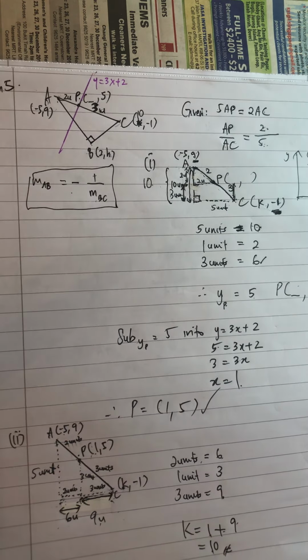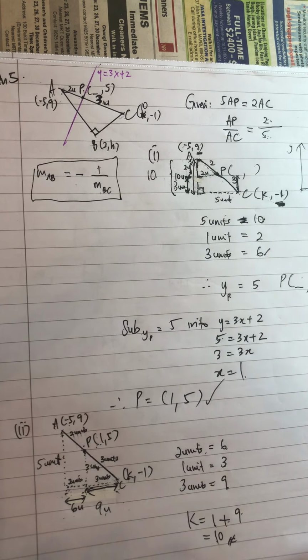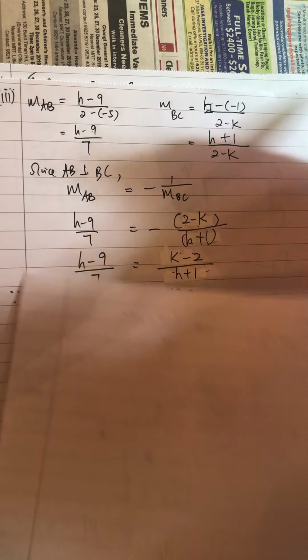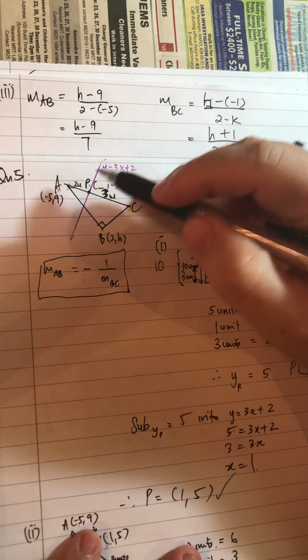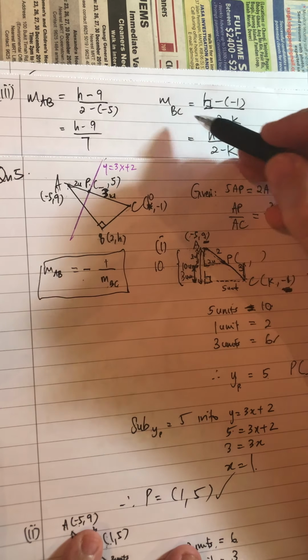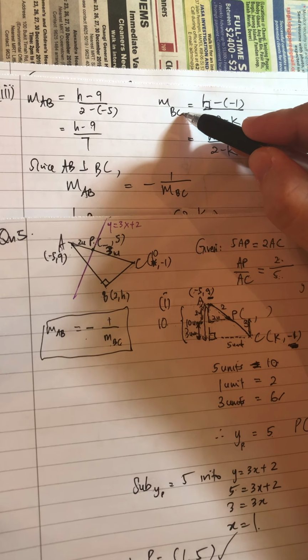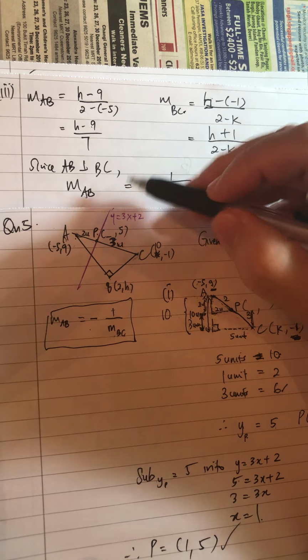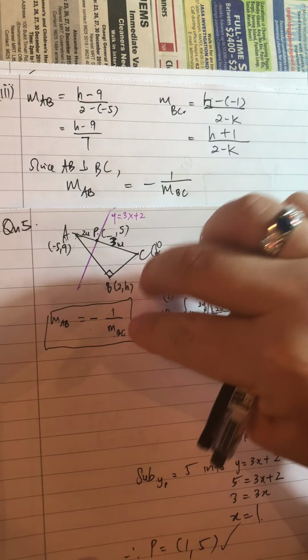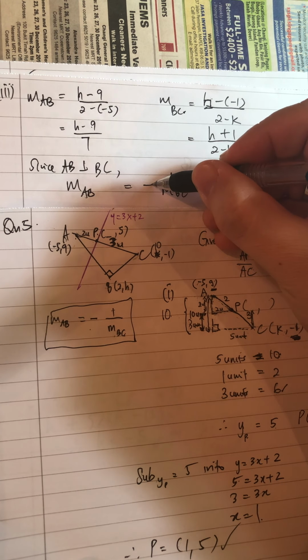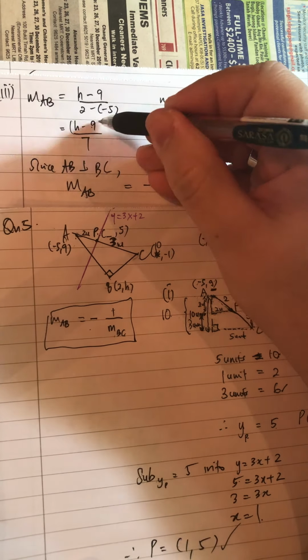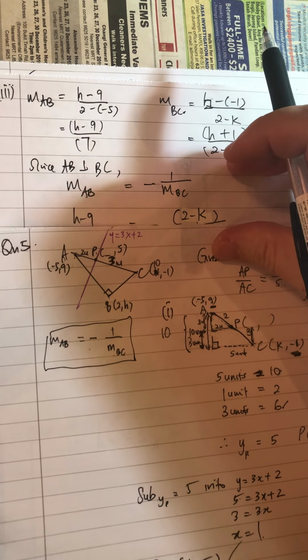And this is exactly what I did here. I'll show you the diagram. I find AB, I find BC, and then I say since they are perpendicular, this gradient must be equal to the other gradient. You flip it, then you change the sign. Now don't be afraid to see all these fractions and all that. They will work out just fine later.